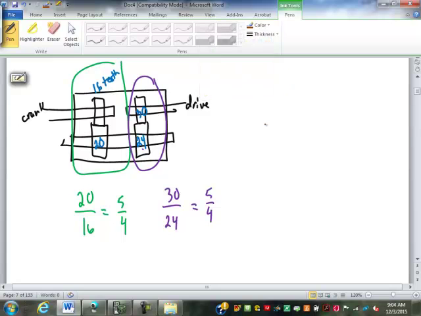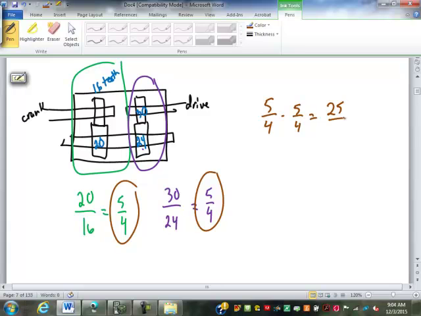The transmission ratio is found by, again, it would work nicer if they weren't the same ratio, but it's found by multiplying the two ratios together. 5-to-4 times 5-to-4, that's a 25-to-16 transmission ratio.